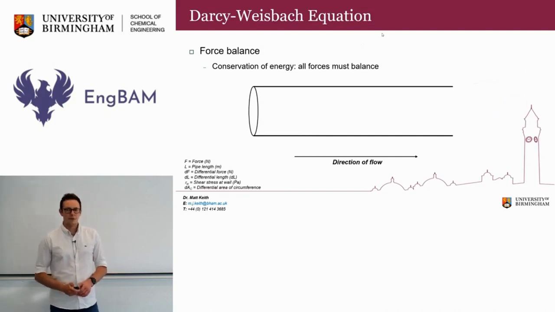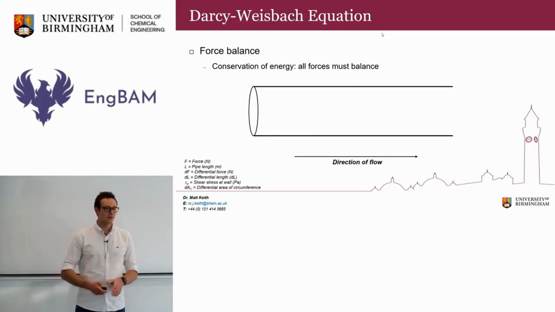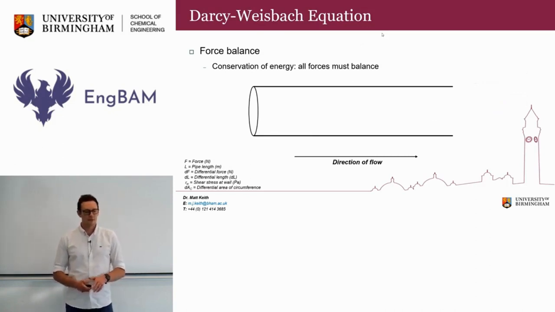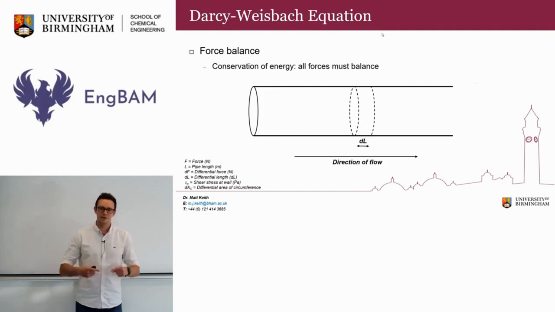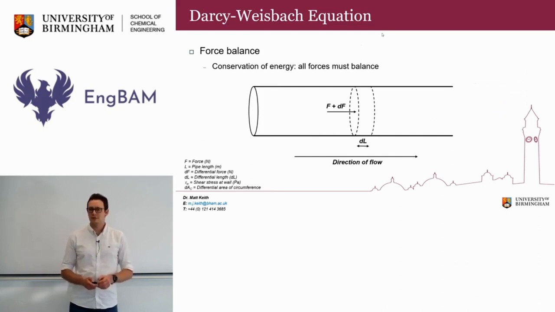For a fluid flowing in a pipe, however, we don't necessarily need to look at accelerations or velocities or chemical rates. We instead look at a force balance. So we know from Newton's laws and the conservation of energy that all forces in a system must balance. So again, if we take our pipe and we have a direction of flow from left to right, and then we take a small slice of that pipe, which we call dl. Another way of thinking about this is our differential length. We have an amount of force going into that differential length.